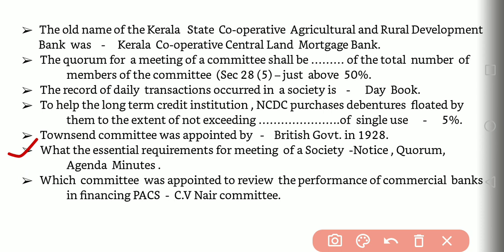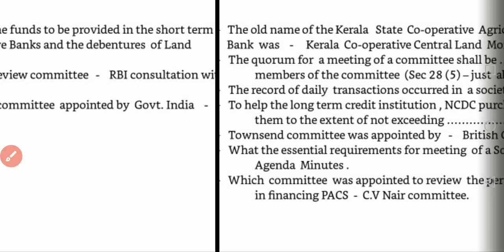Next, what are the essential requirements for a meeting of a society? The answer is notice, quorum, agenda and minutes. Next, which committee was appointed to review the performance of commercial banks in financing PACS, primary agricultural cooperative societies? The answer is C.V. Nair Committee.